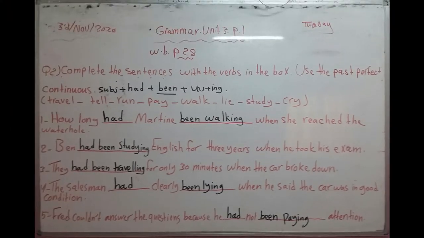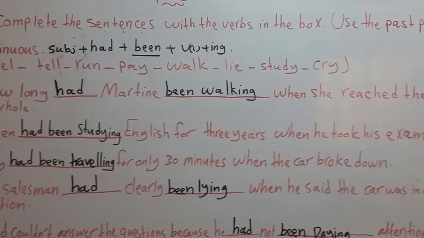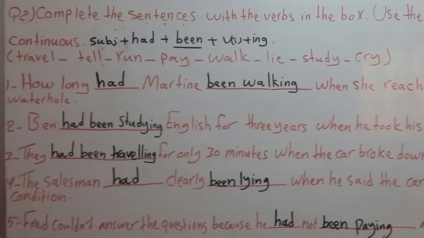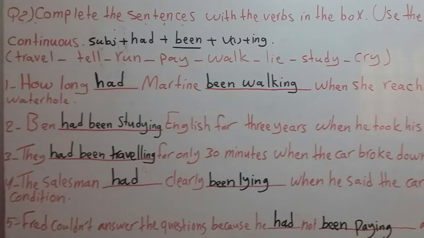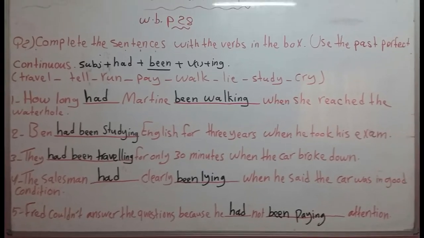Number three. They had been. The appropriate verb here is travel. I add ing after I double the L, traveling, for only 30 minutes when the car broke down. What I understand from this, I understood that they had been traveling for only 30 minutes. Then after that, the car broke down. Broke down يعني تعطلت.